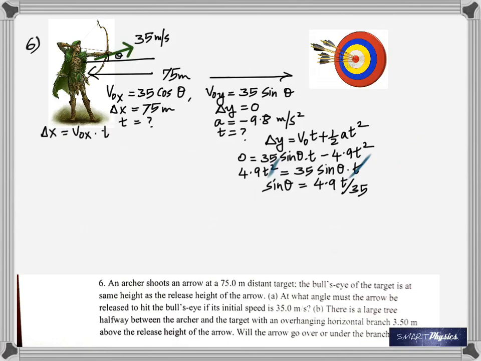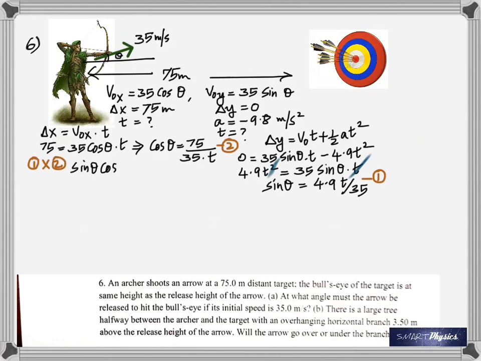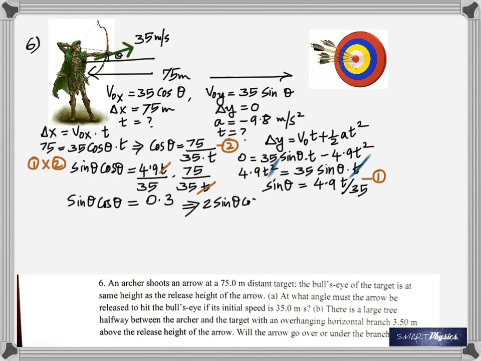And then we go to the x component. We know that for the x, velocity is constant, so displacement is velocity multiplied by time, from which you get cos theta. So you get equation 1 and 2. If you multiply 1 and 2, on the left hand side you get sine theta times cos theta. And on the right side, you multiply these two terms, the t's cancel out, so you have sine theta cos theta is 0.3.